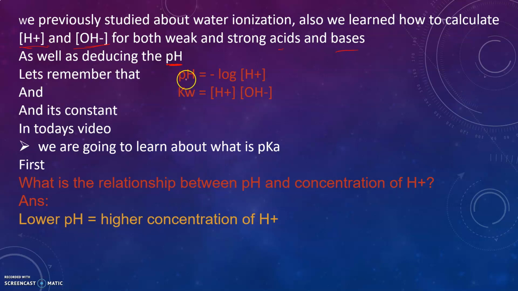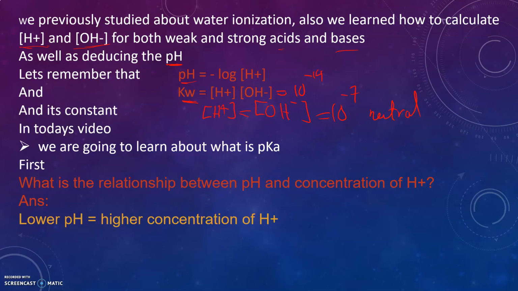Also remember that pH equals the minus logarithm of the concentration of hydrogen. And Kw, which is the dissociation constant of water, equals the concentration of hydrogen times the concentration of hydroxide, and it's a constant that equals 10 to the power of minus 14. So the concentration of hydrogen equals the concentration of hydroxide, and this is when it's neutral, like water, for example.